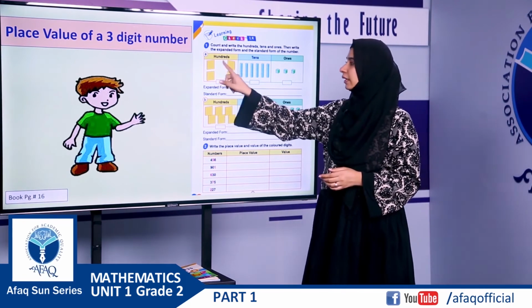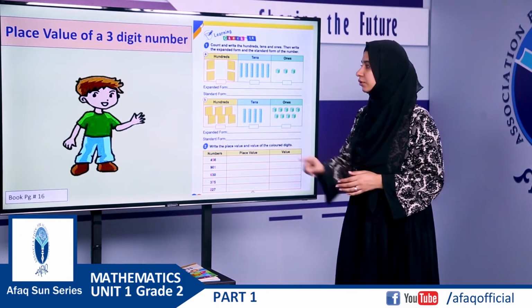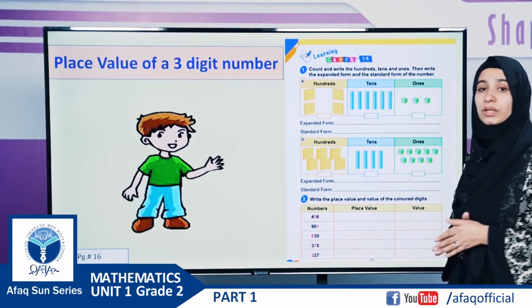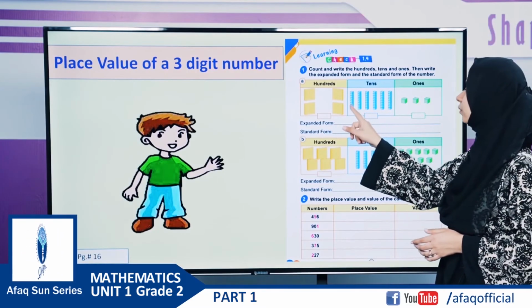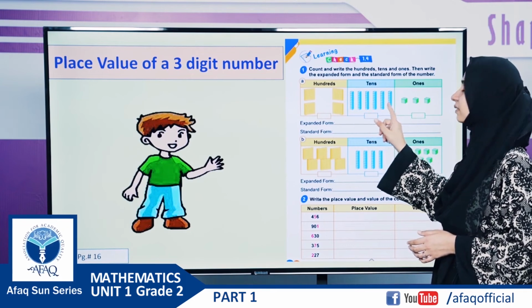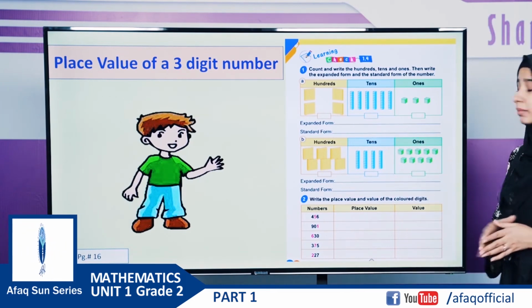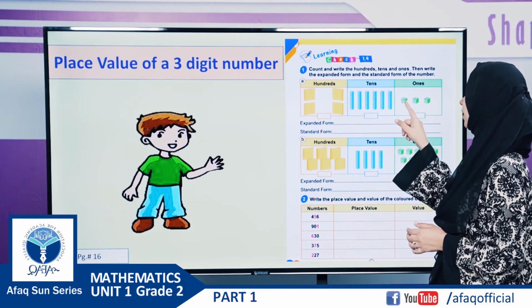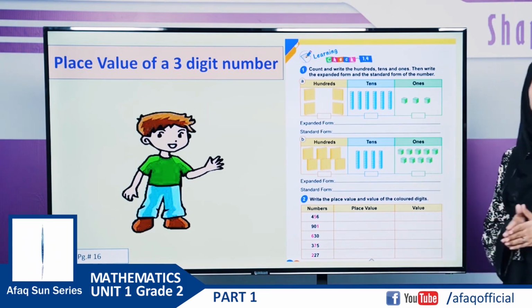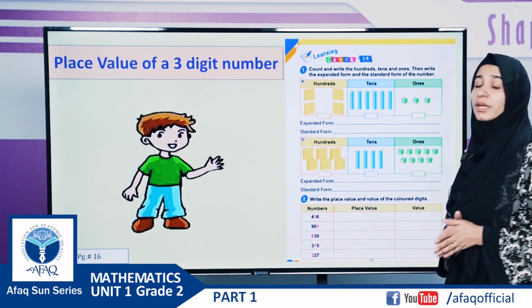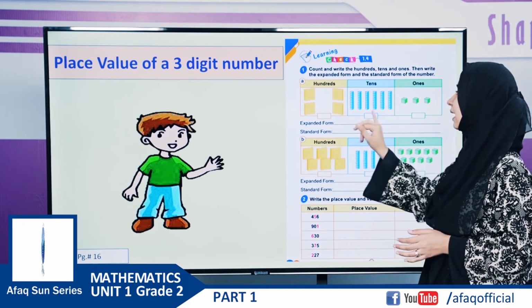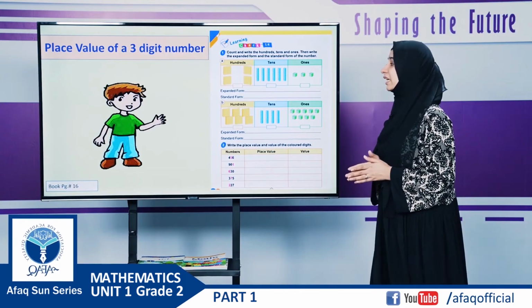Here we have 1, 2, 3, 400s, so write 400 over here. Then we have 1, 2, 3, 4, 5, 6 tens. So we are going to write number 60 over here. Then we have 1, 2, 3 ones. So we are going to write 3 over here. So in total we have 463. So what would be the expanded form?